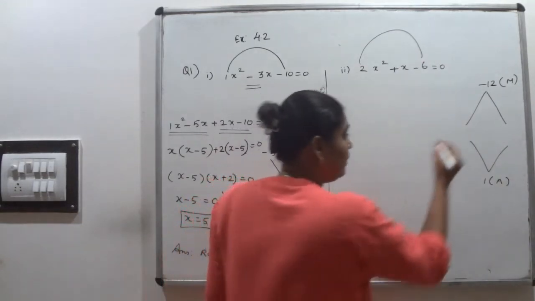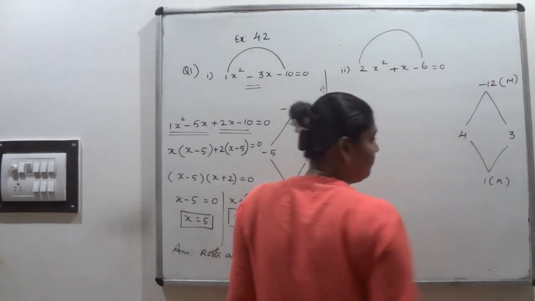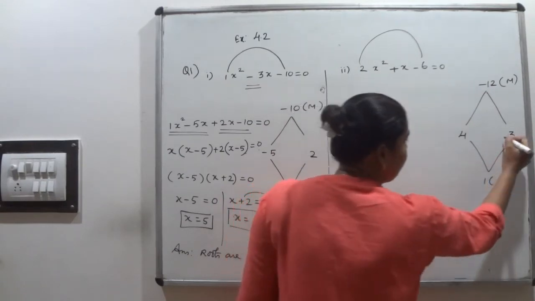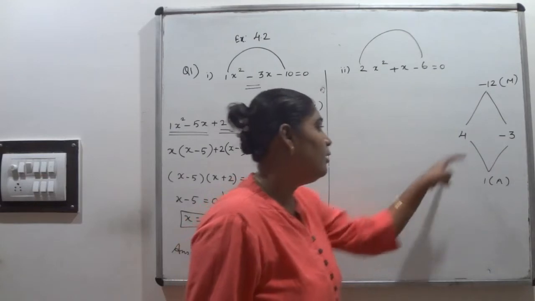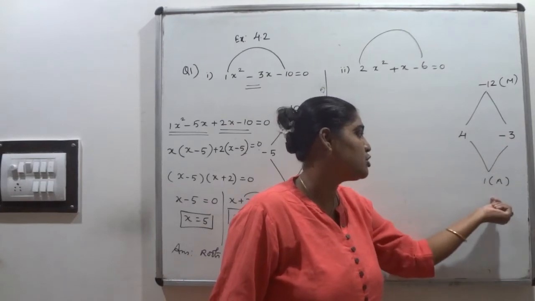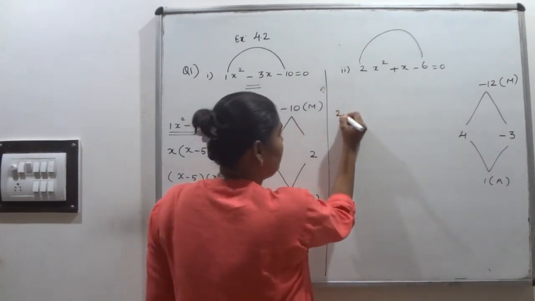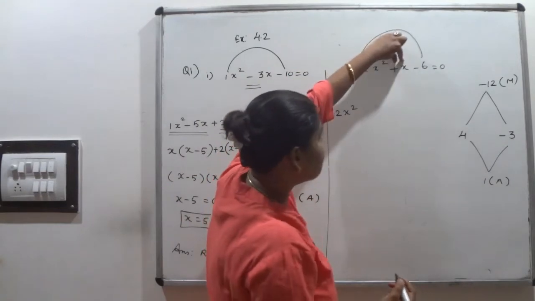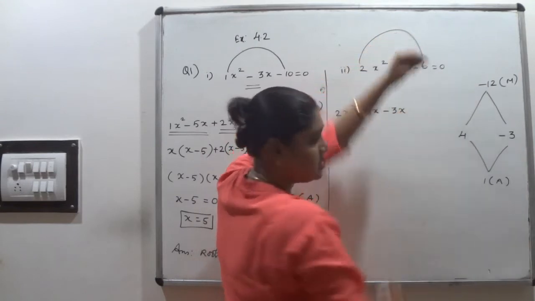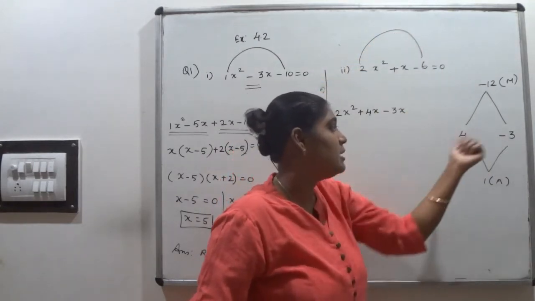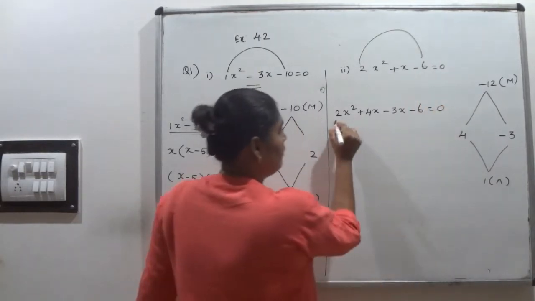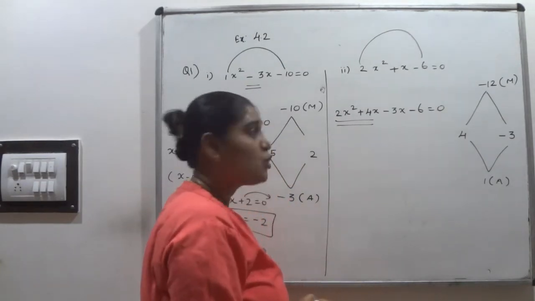So 4 into 3, you will get 12. I need minus 12. Here in addition what do you need? Plus 1. So I am keeping here minus 3. Okay. 4 into minus 3, what will you get? Minus 12. Add these two numbers, 4 minus 3, you will get plus 1. So I am going to write it here, 2x square, this middle term plus 1x I have written, plus 4x minus 3x, minus 6 as it is equal to 0.